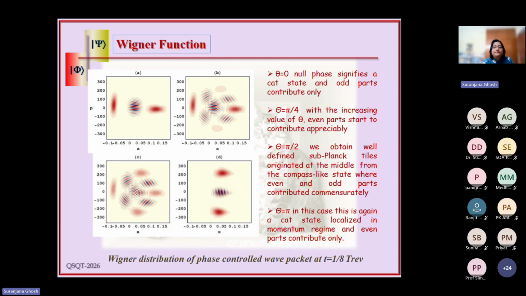So we move into phase space and see that when theta is equal to 0, the initial state looks like a Schrodinger cat state. Only the odd part is contributing here. Now, if you change theta to pi by 4, then the even part starts contributing. And when theta is equal to pi by 2, both even and odd parts are contributing. And when theta is equal to pi, only the odd part, this Schrodinger cat, is localized in momentum space. So interestingly, at a particular time, by changing this parameter, one can have control over the quantum interference structures.